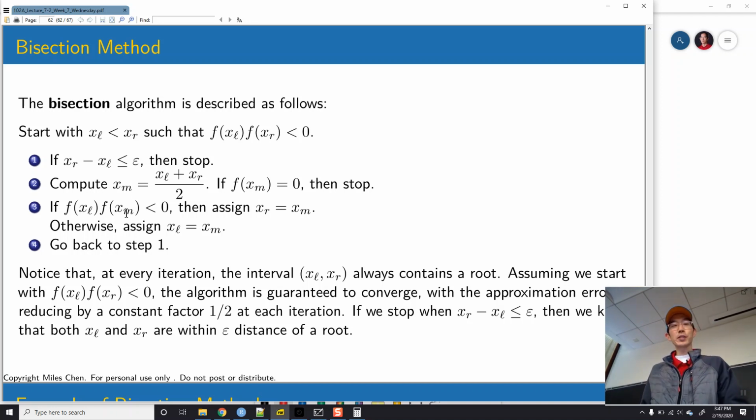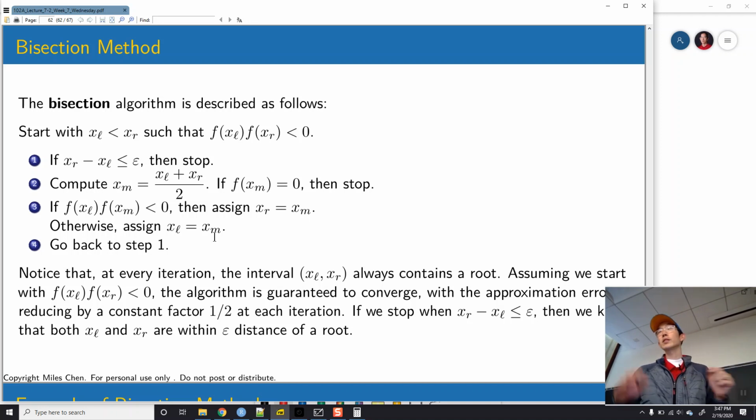Otherwise, calculate which two have the opposite signs, right? So you're going to do the value of the function on the left multiplied by the value of the function at the midpoint, okay? If that is less than 0, then that means xl and xm have opposite signs. If the value of the function on the left and the value of the function at the midpoint have opposite signs, then it's going to cross 0, and therefore we're going to replace the right-hand bound with the midpoint. Otherwise, we're going to replace the left-hand point with the midpoint.